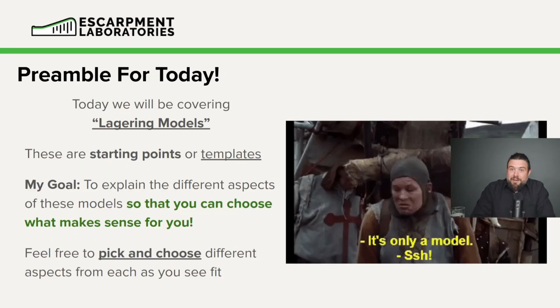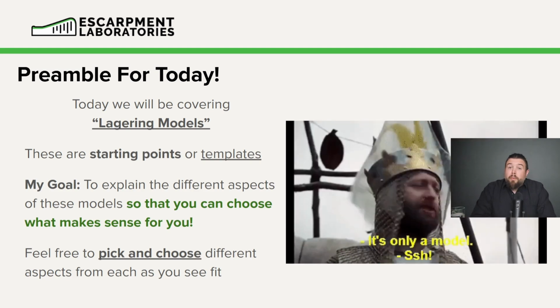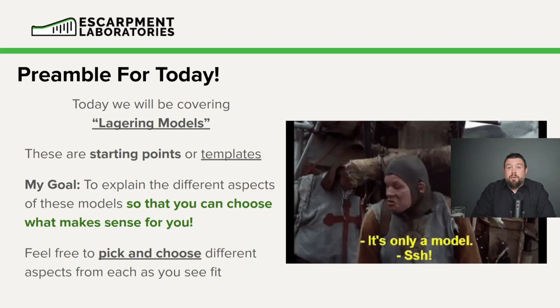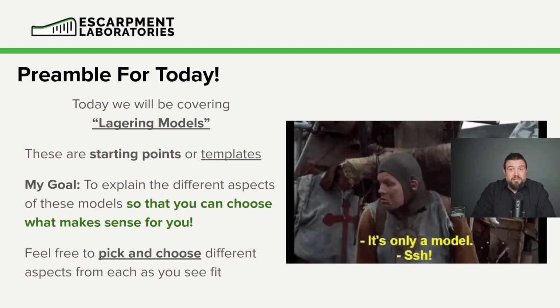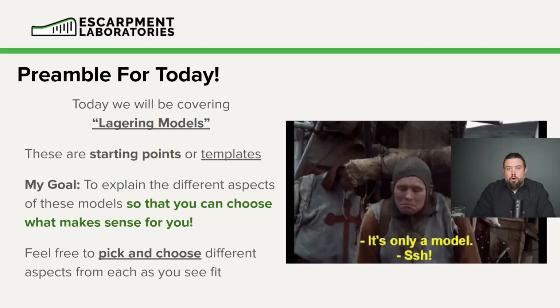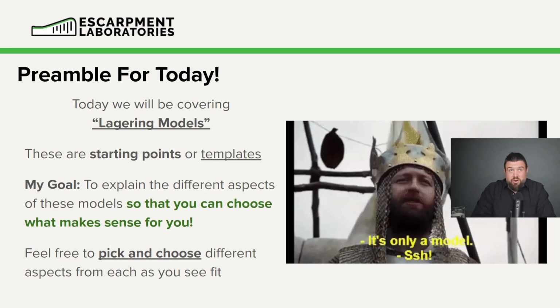Now, a little preamble for today. We are going to be going over some models. It's only a model. These are lagering models. You've probably seen a few of them today, seen a few in the past. The goal of today is to help you demystify them. Some of these models look a little counterintuitive to each other. My hope is to help explain them, to give you the context around these models so you understand what information to take away from it, when it's appropriate, when it's not appropriate.